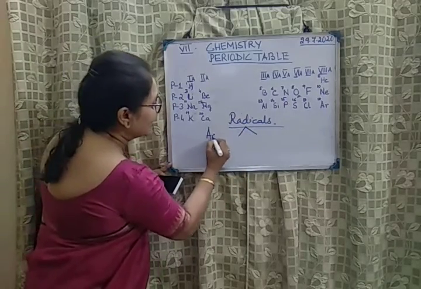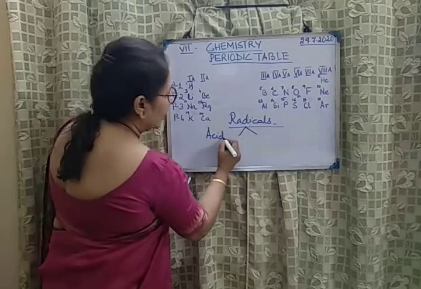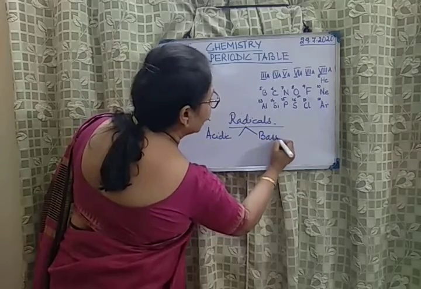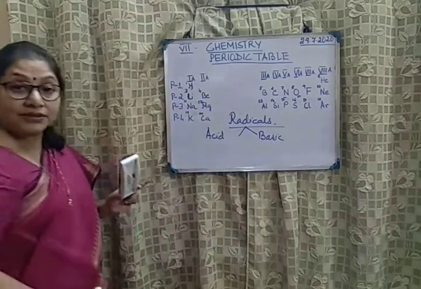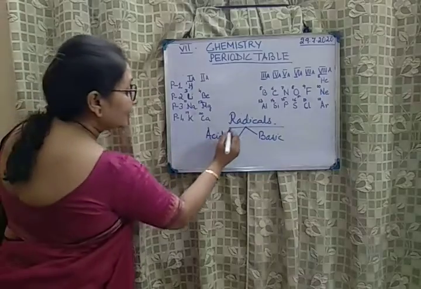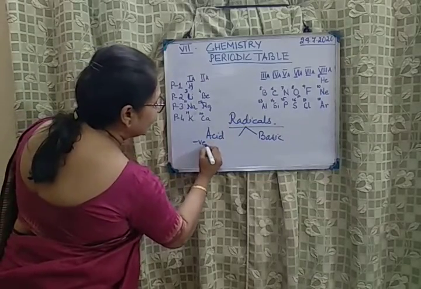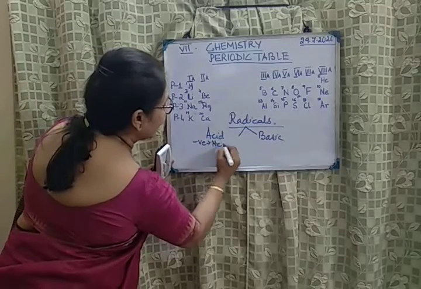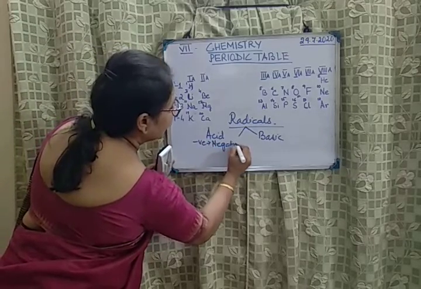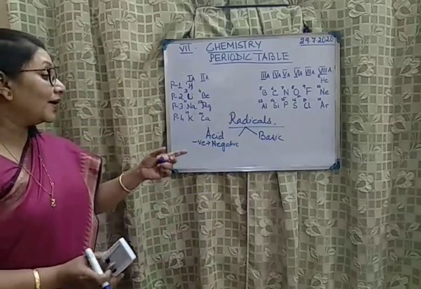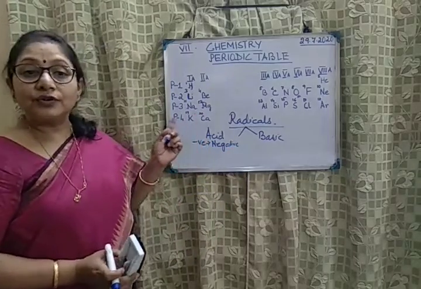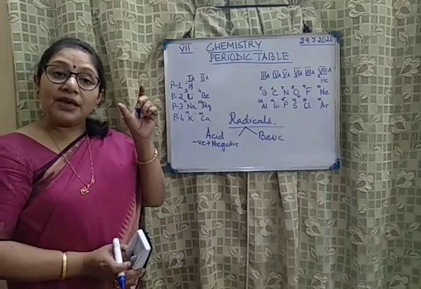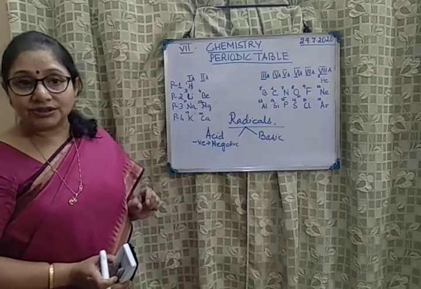We can have acidic radicals and basic radicals, or we can simply call them acid radicals and basic radicals. You will find these acid radicals are negatively charged radicals. They are negative, the sign indicates negative. These are ions of nonmetals or groups of atoms of nonmetals behaving as a single unit and carrying a charge.